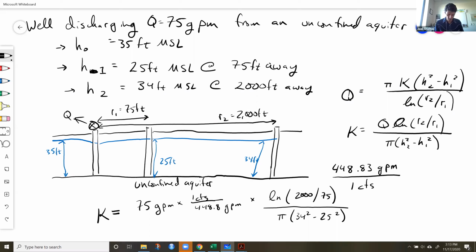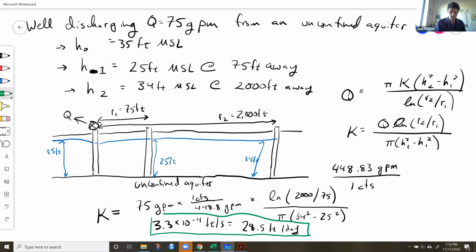All right, yeah, I got 3.3 times 10 to the negative 4 feet per second, which is equal to 28.5 feet per day. Does that look right to you guys? Yep.